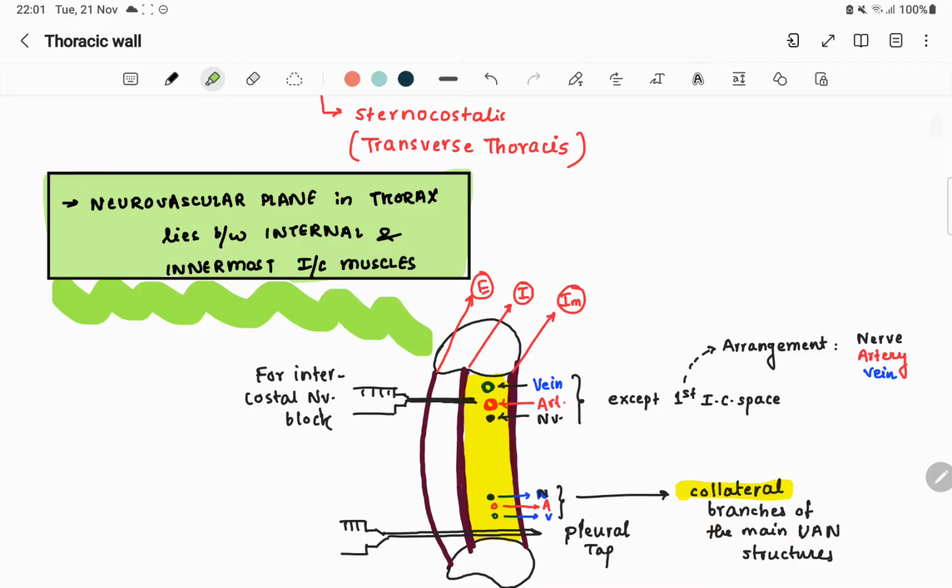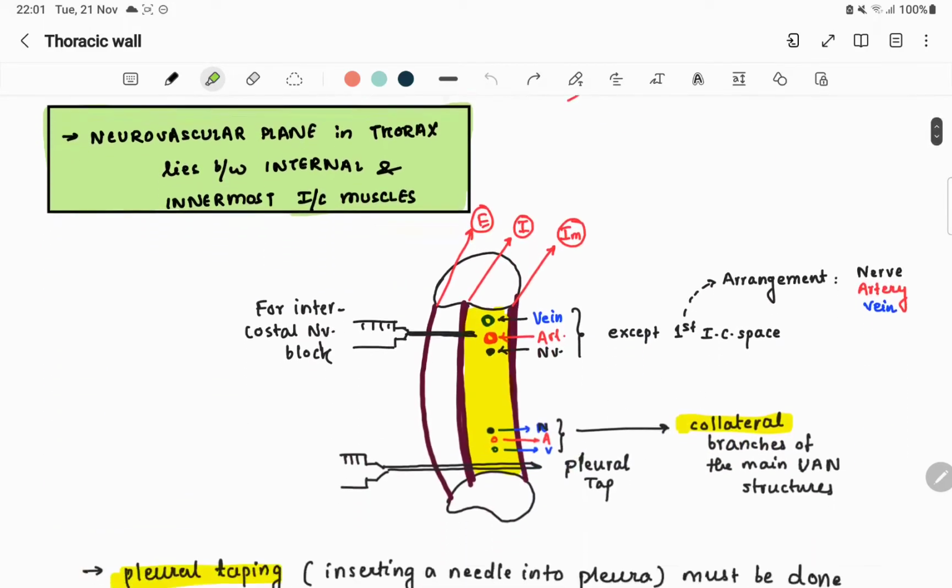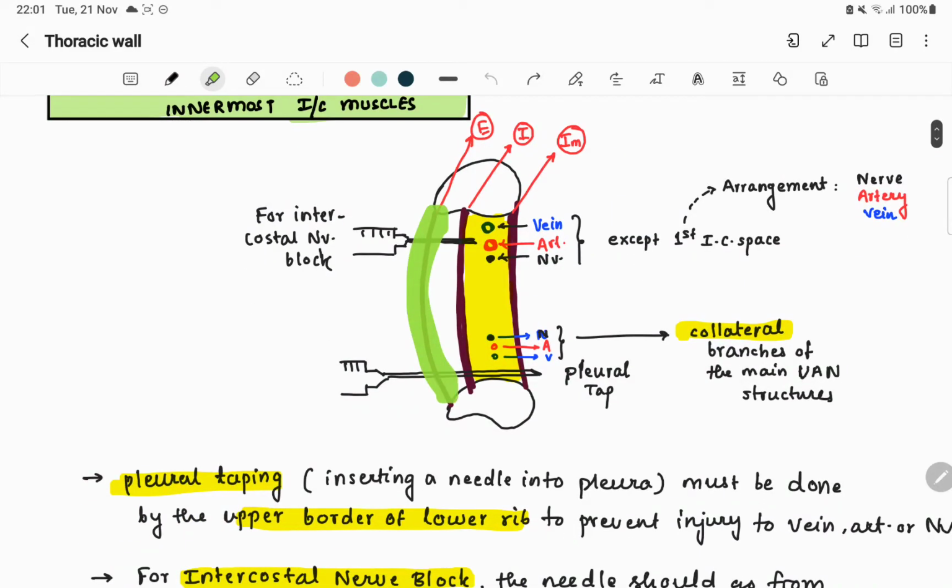Neurovascular plane in thorax lies between the internal and the innermost intercostal muscles. There's a neurovascular plane, and the blood vessels are present between the internal and the innermost. So this is the external, this is the internal, and this is the innermost. You have the arrangement like vein, artery, and nerve, below the margin of the rib.